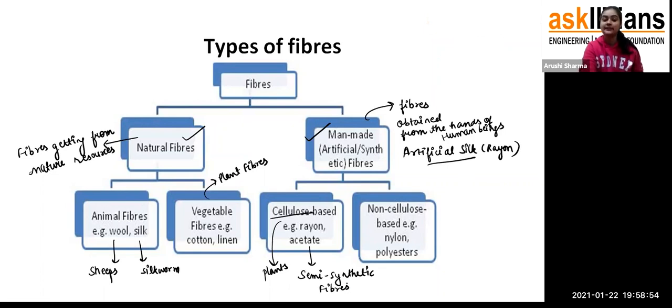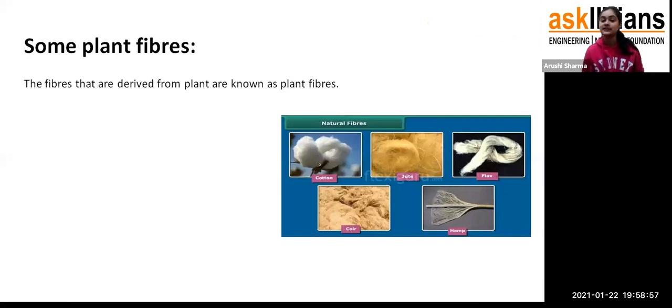Fine. Now moving ahead. Some plant fibers you can see. The fibers which we obtain from the plant, we call plant fibers. So cotton is there, jute is there, flax is there, coir is there, hemp is there. These are all types of fibers which we get from the plant only. For example, cotton we get from the cotton plants. Jute we get from the part of the plant only. Flax, coir, and hemp, all these are derived from plants and we call them plant fibers.